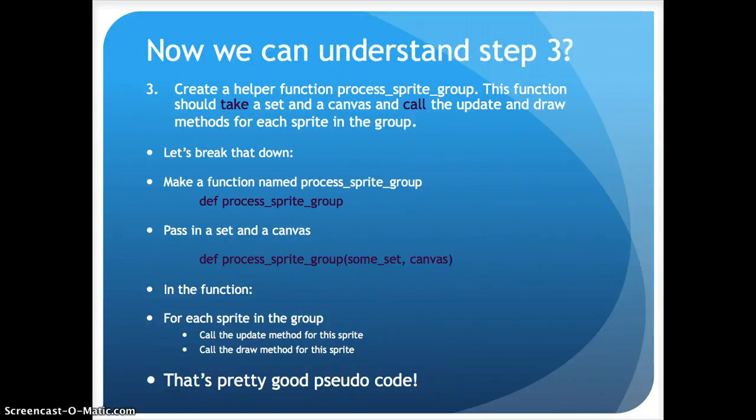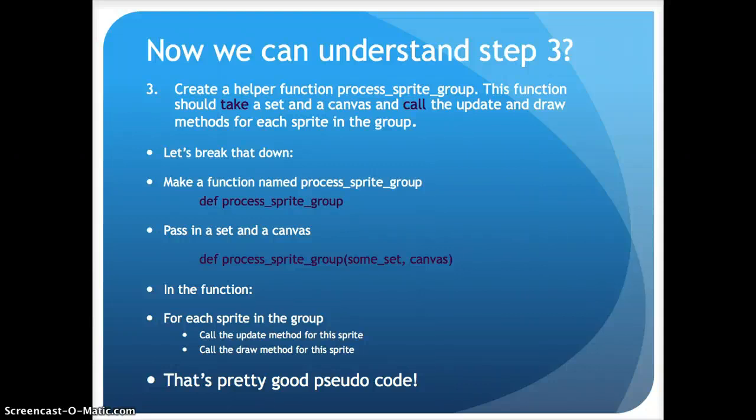So now can we understand step 3? Maybe a little better. It says create a helper function process sprite group. This function should take a set and a canvas and call the update and draw methods for each sprite in the group. Let's break it down.